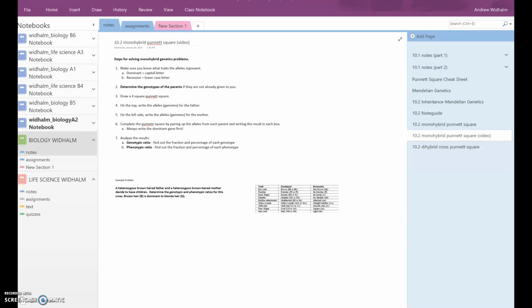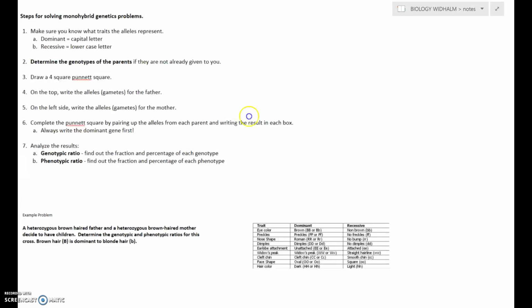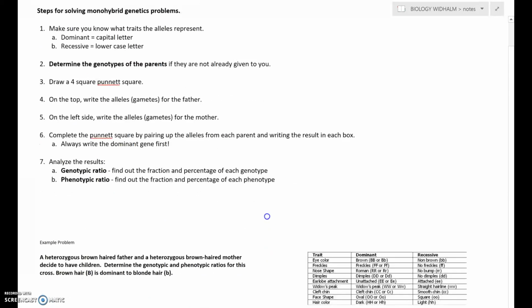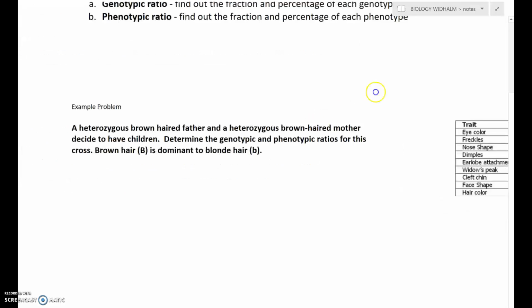Hey guys, so this tutorial is going to be on how to do a monohybrid cross. And as you can see here, there are 7 steps. I'm going to go through the 7 steps for solving a monohybrid genetics problem right now. And we'll start with this example problem right here.